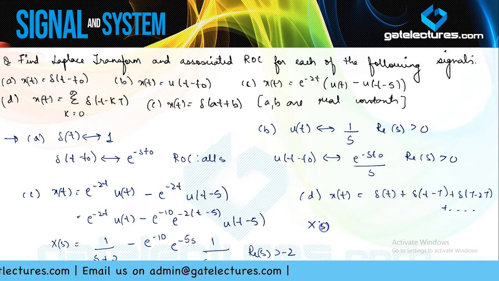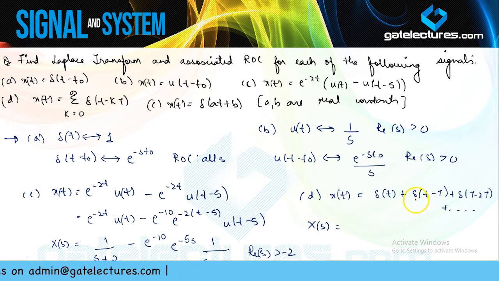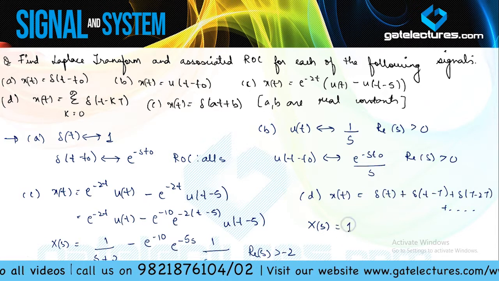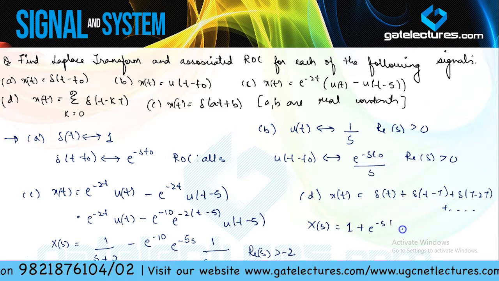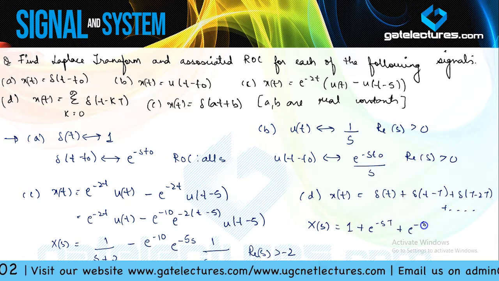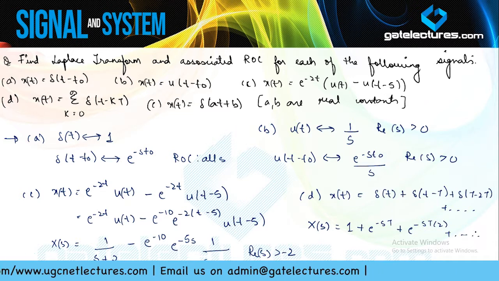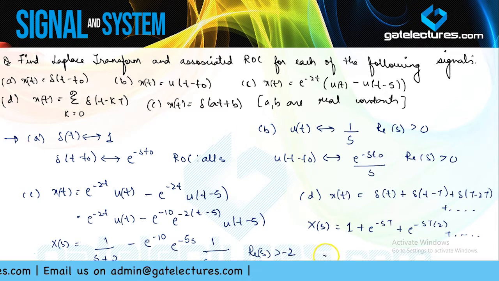If you just try to find out, see, you know that the Laplace for impulse is going to be 1. Even if you are making a shift in the time domain, you are just going to get multiplication with e to the power minus sT in the Laplace domain, right? So what do I get? I get 1 plus e to the power minus sT plus e to the power minus s into 2T and so on till infinity. So if I just again try to write it as a summation, what can I write it as?